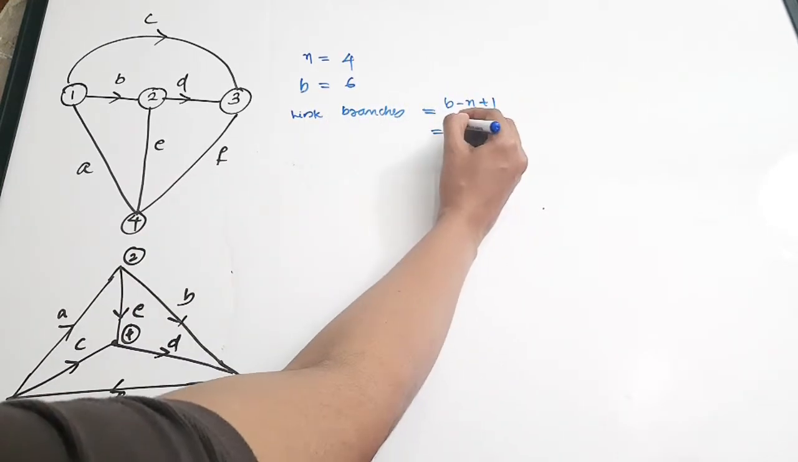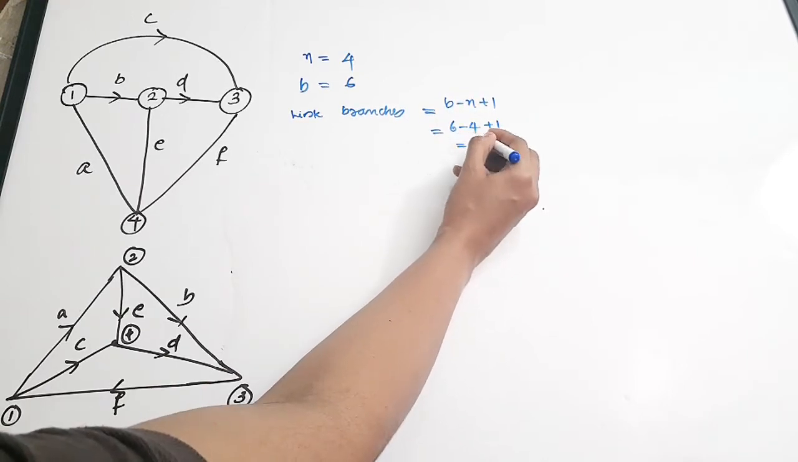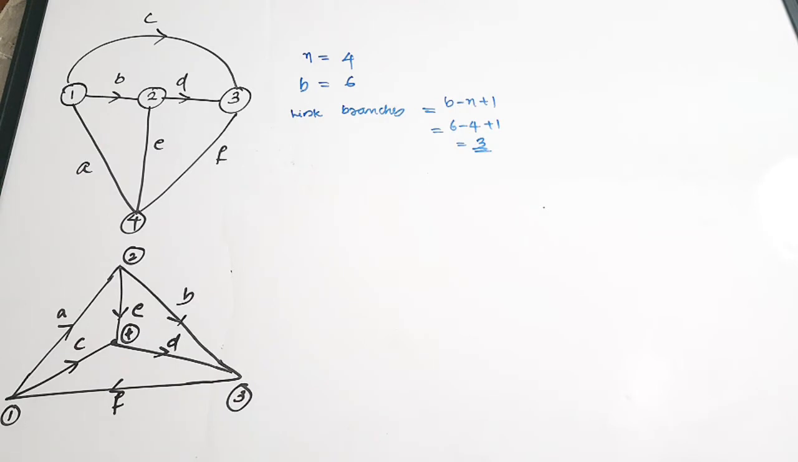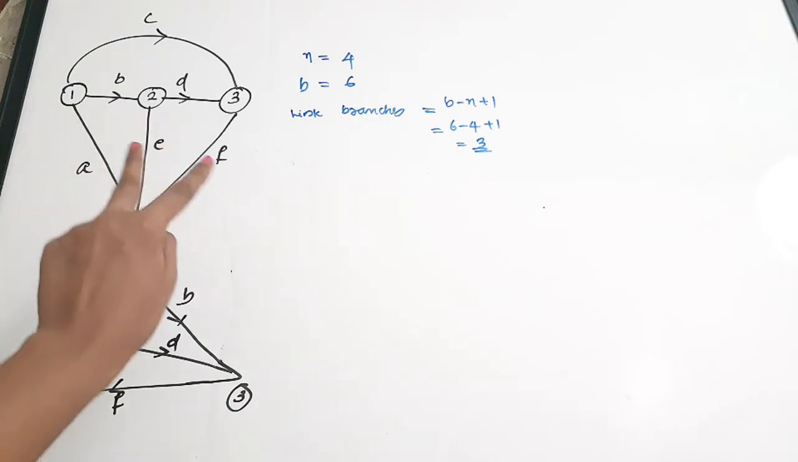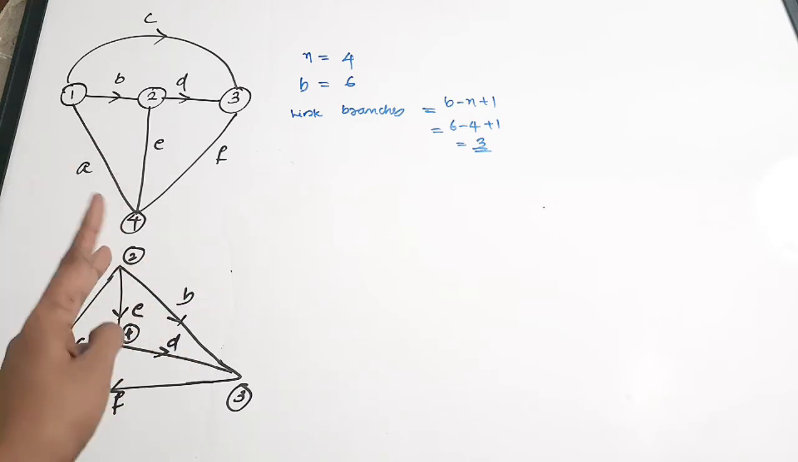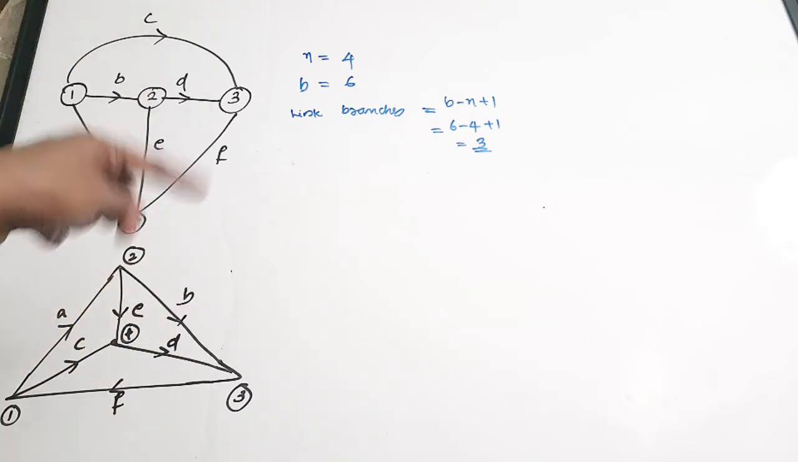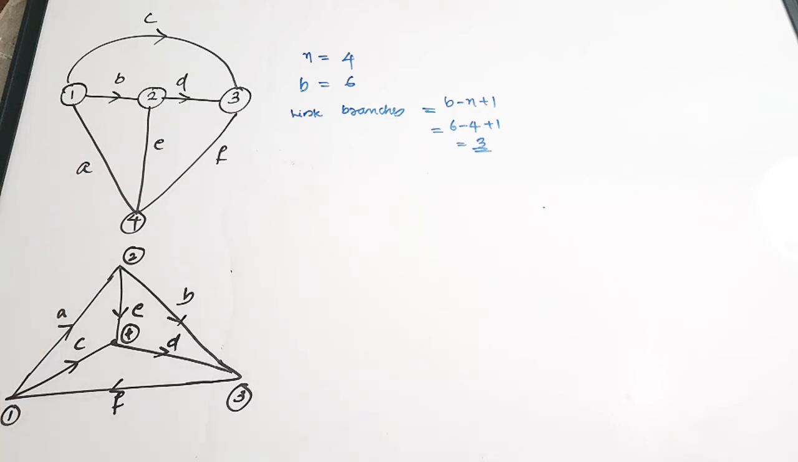That is 6 minus 4 plus 1, which is equal to 2 plus 1, that is 3. So if you remove 3 branches, you will get a tree. Only if you remove 3 branches will you get a tree. Again, the criterion for a tree is that there should not be any closed loops. Only then does it form a tree.